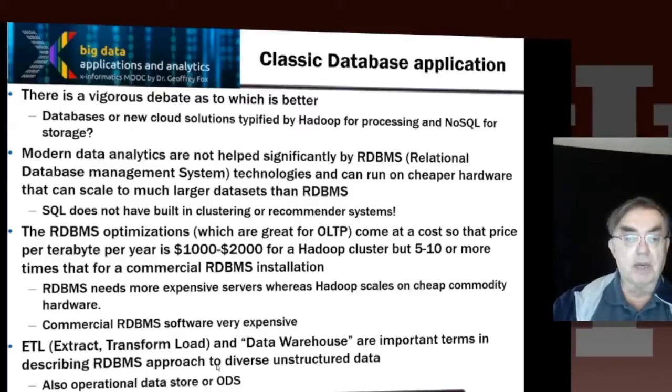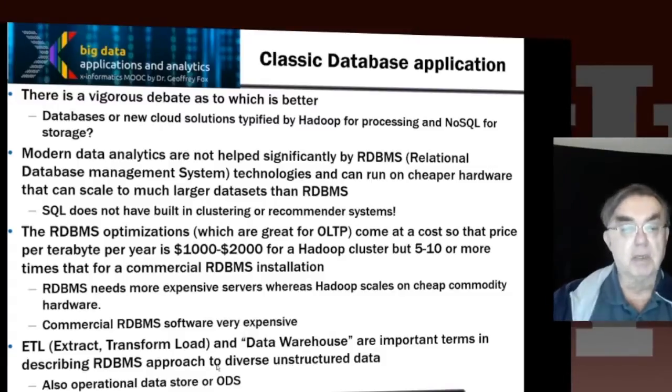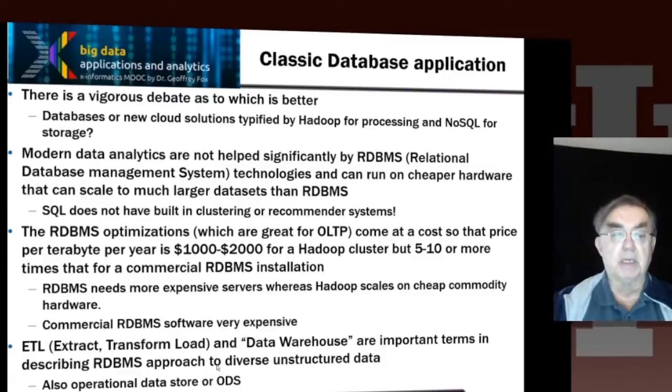If you go to the web, you'll see sometimes these comparisons between databases and NoSQL and MapReduce presented as a cost issue. Namely, if you have a terabyte per year, it might cost you $1,000 to $2,000. If you process it on a Hadoop cluster, that's $1,000 to $2,000 per year, but maybe up to at least an order of magnitude more than that for a commercial relational database.